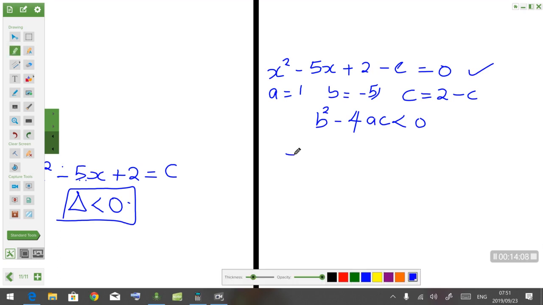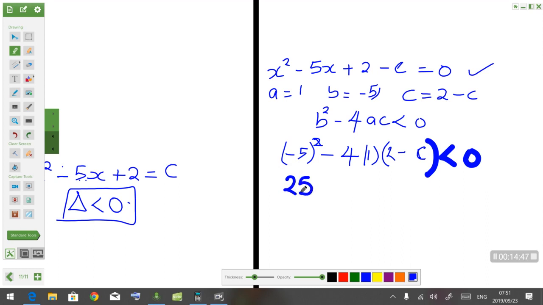Negative five. So substitute quickly. Negative five, all squared, minus 4. What's our A? Our A is 1. And our C is what? 2 minus C. Now, if we were to solve this, this would give us what? 25 minus 4, into bracket 2 minus C, and that is less than what?